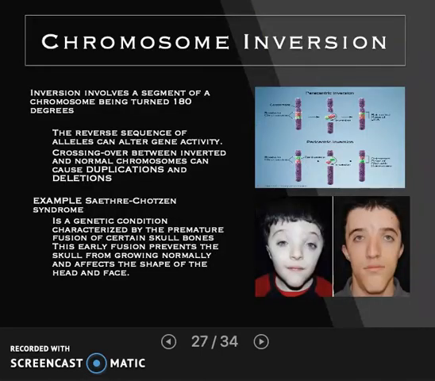Another type of chromosomal mutation is an inversion. Inversions occur when a segment of a chromosome is flipped 180 degrees. If you recollect, I alluded to the fact that DNA needs to be read in a specific sequence. Since I've switched the direction of the chromosome, I can cause some issues in how it's read. The example for an inversion mutation is Sathry-Shatson syndrome. And again, here we go, we get some facial features that are characteristic.